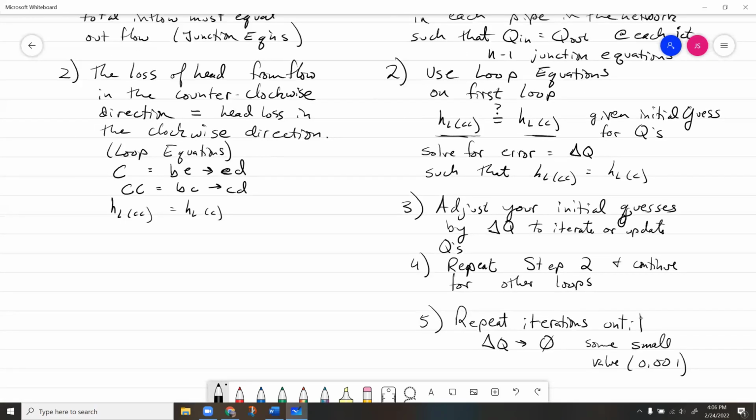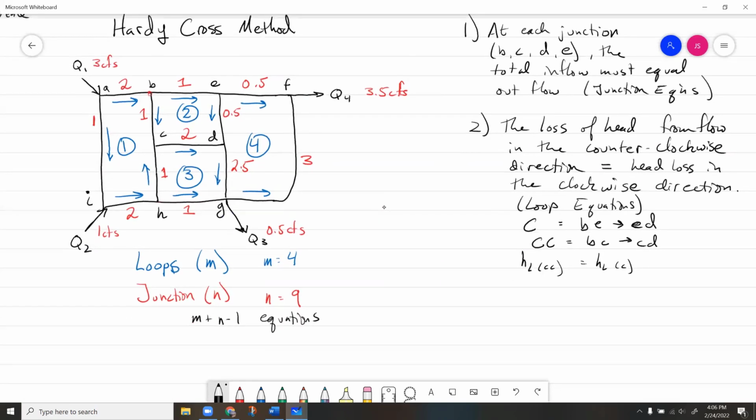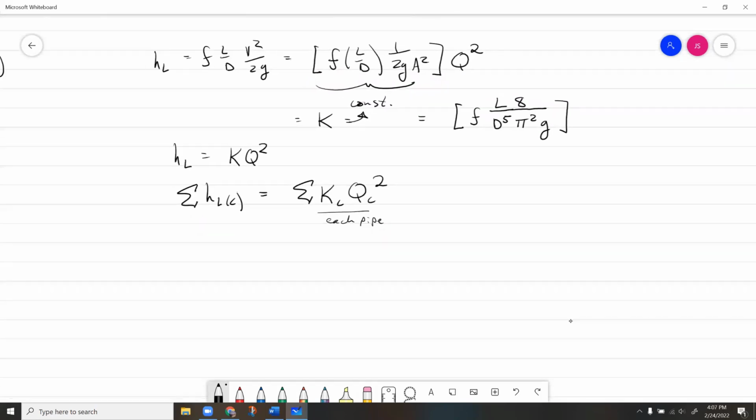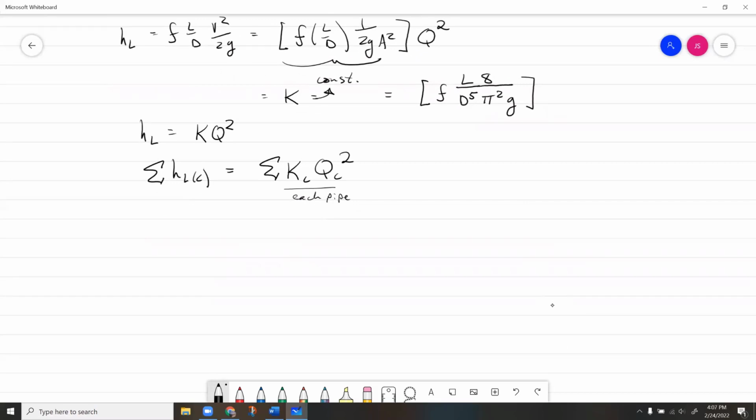So I'll zoom back over to this. We would have a K for pipe BC times Q_BC squared, and then a K for CD times Q_CD squared, and that would give us our sum of KQ squared, in this case, in the counterclockwise direction. So that's what that looks like. I'll zoom back over. And then we'll do the same thing for our counterclockwise.